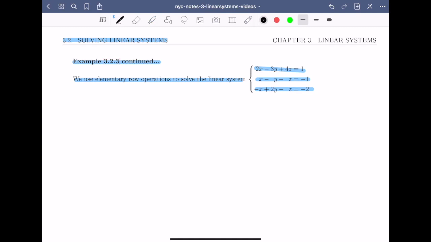To begin, we need to write down the augmented matrix of the linear system. To do this, I just have to keep track of the coefficients and constants for each equation. From the first equation, I have 2, minus 3, 4, and 1. From the second equation, I have 1, minus 1, minus 1, and minus 1. From the third equation, I have minus 1, 2, minus 1, and minus 2.